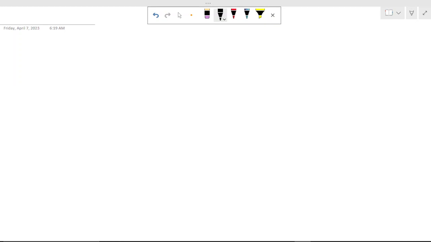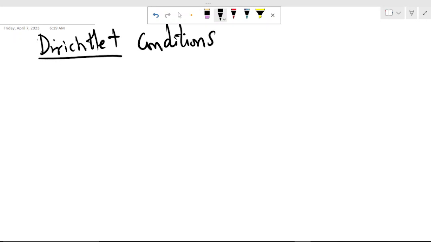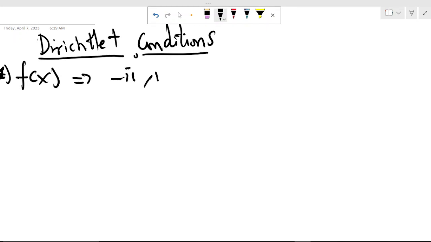So now that we've understood what Fourier series is, we know what periodic functions are, and we've seen a couple of useful integrals. Before we move on to our a naught, an, and bn that I wrote earlier, let's look at a couple of conditions which are called Dirichlet conditions. It's very straightforward. It says if you have a function f of x that is defined in the range minus pi to pi.